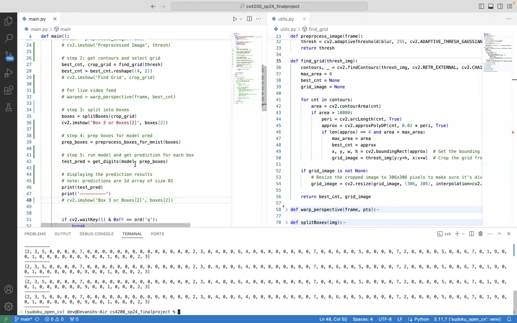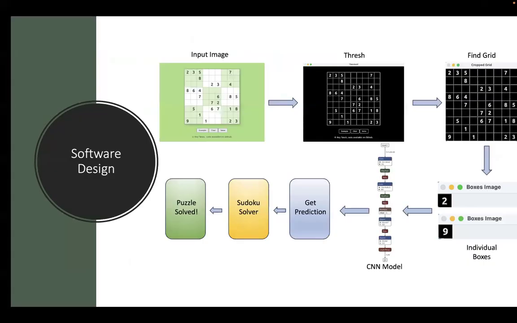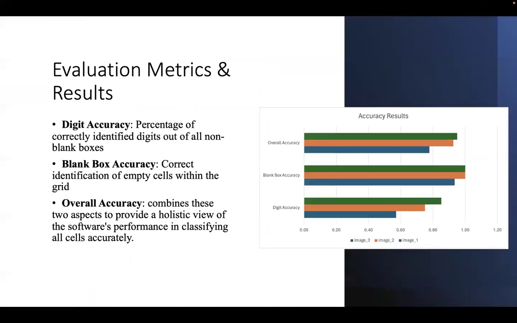So what I did was I had to manually get this, because I also had to define my own accuracy prediction metrics. Here is what the evaluation metrics and the results look like. I have three metrics: digit accuracy, blank box accuracy, and overall accuracy.